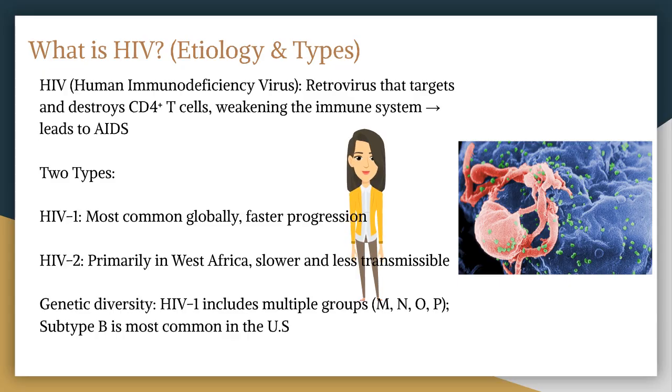HIV uses reverse transcriptase to make DNA inside the host cell. HIV-1 causes over 95% of the global infections, while HIV-2 is mostly found in West Africa with slower disease progression.